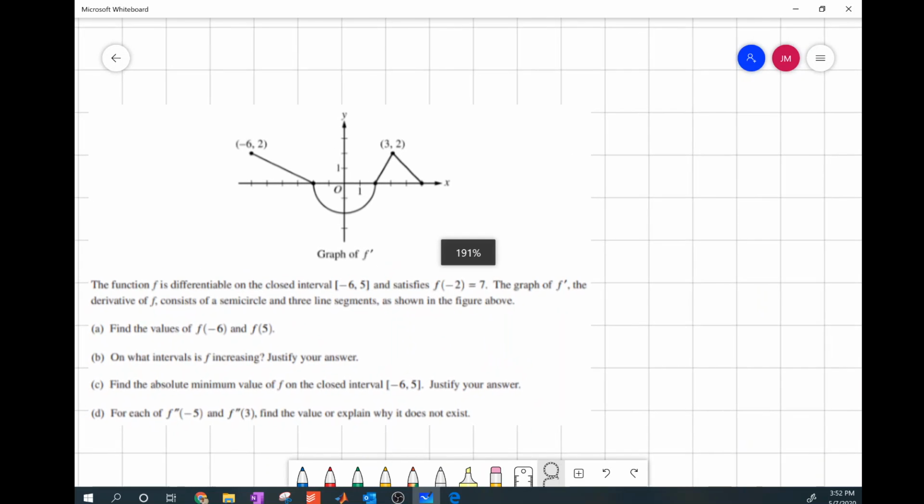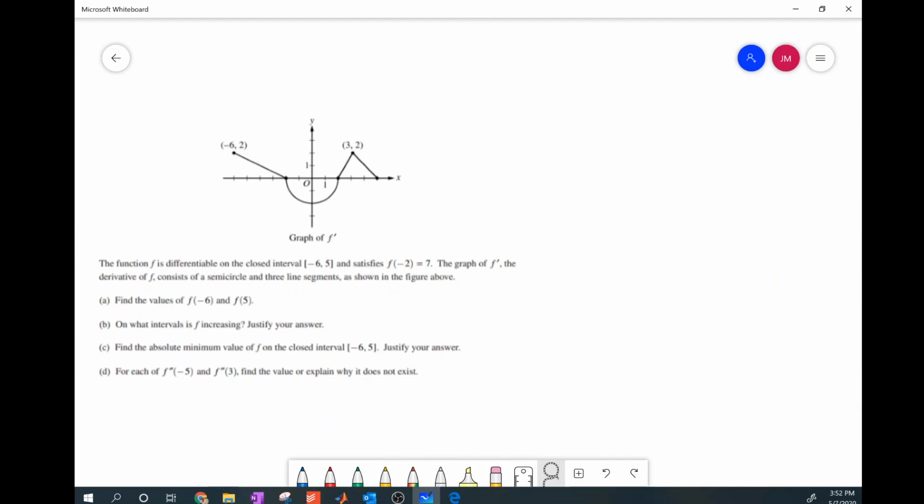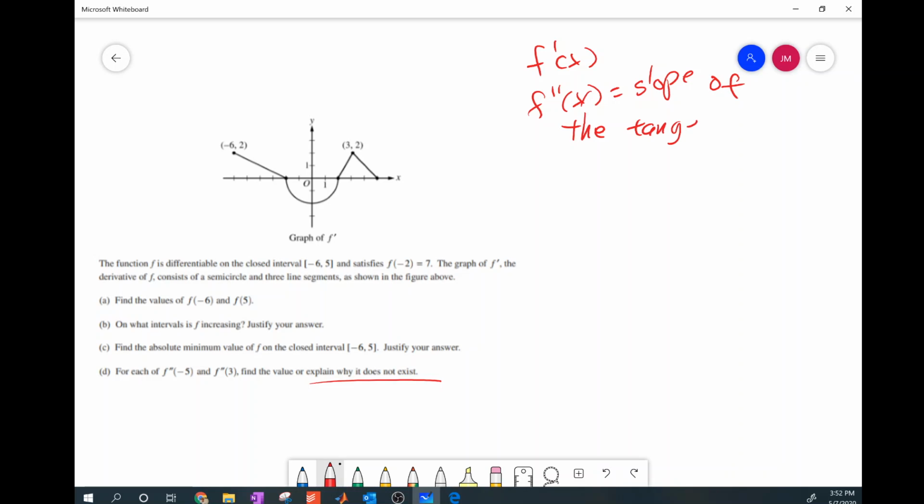So D says for each of f double prime of negative 5 and f double prime of 3, find the value or explain why it doesn't exist. Now that should be a big answer that one of these is not going to exist. So let's see what we're looking for. Well, f double prime, so we're given f prime of x. So f double prime of x, we're looking at the graph, is just the slope of the tangent line. So f double prime at negative 5.